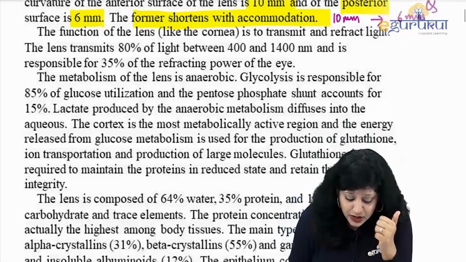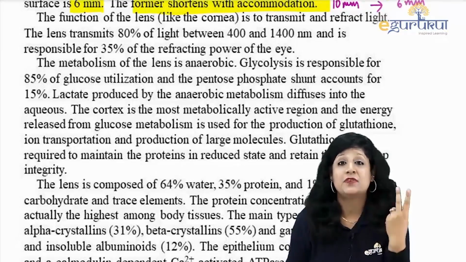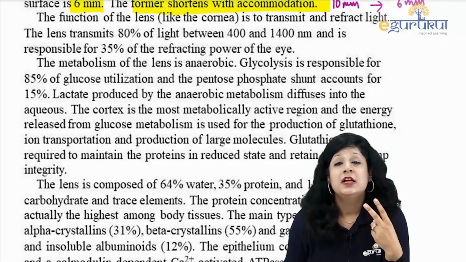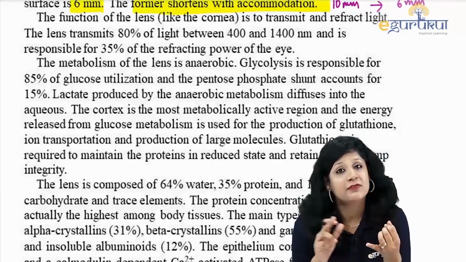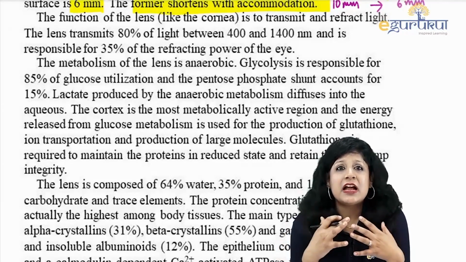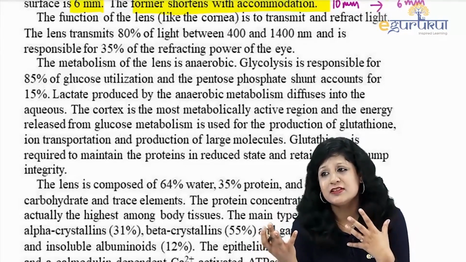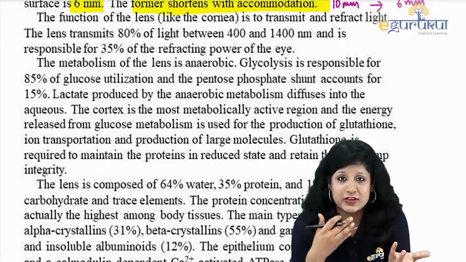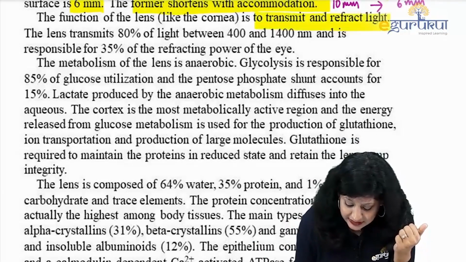Okay. Now coming to the function of the lens. We know that we have two important refractive organs in the eye, the cornea and the lens. Whatever refractive properties are given by the corneal surface, they resemble those of the lens too. So the function of the lens is to transmit and refract light.